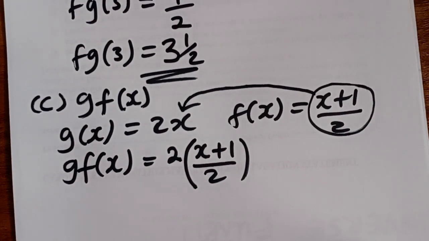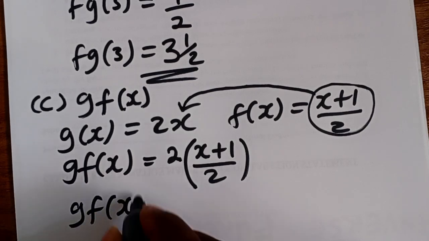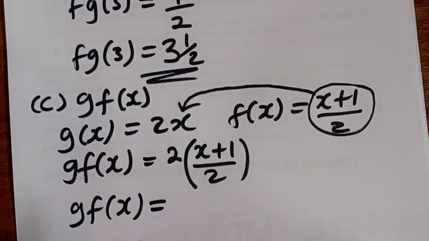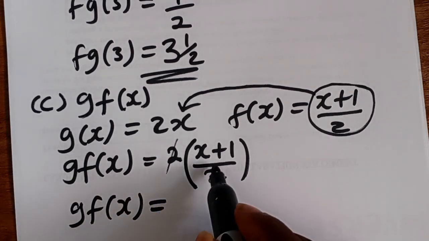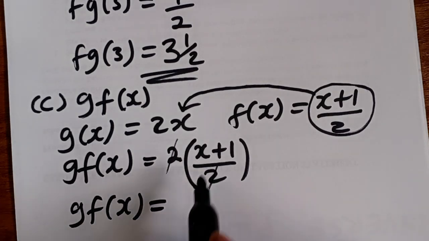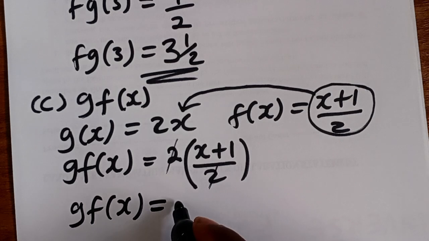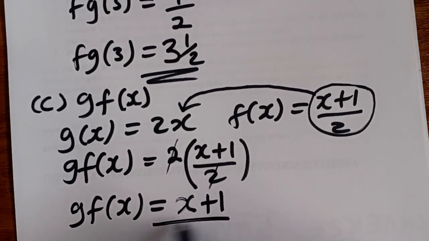So this is simple mathematics. So gf of x equals, these two we can divide. So 2 and 2 go. So what do we remain with? We remain with x plus 1. So that is the answer.